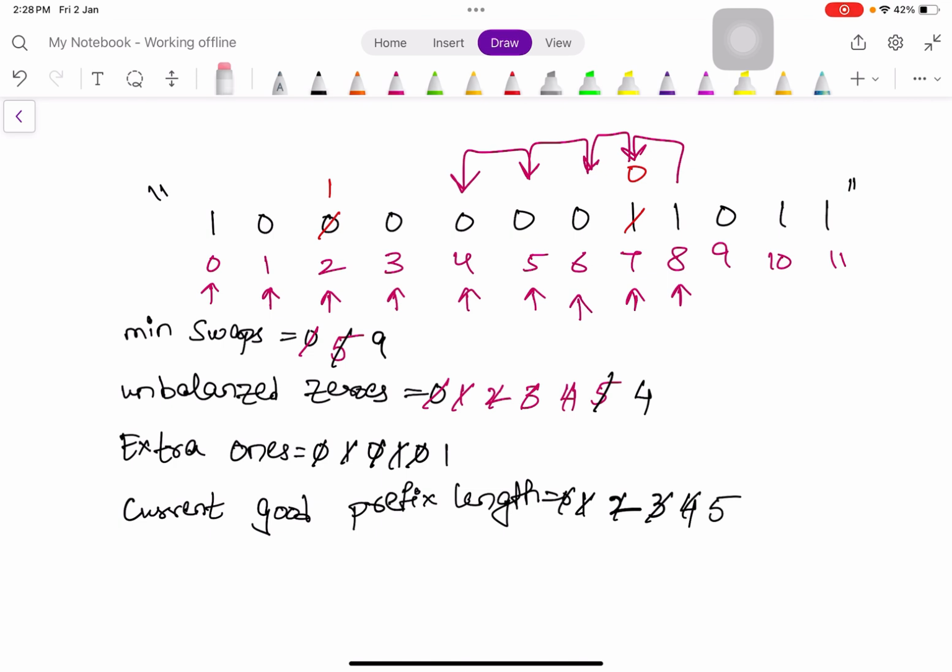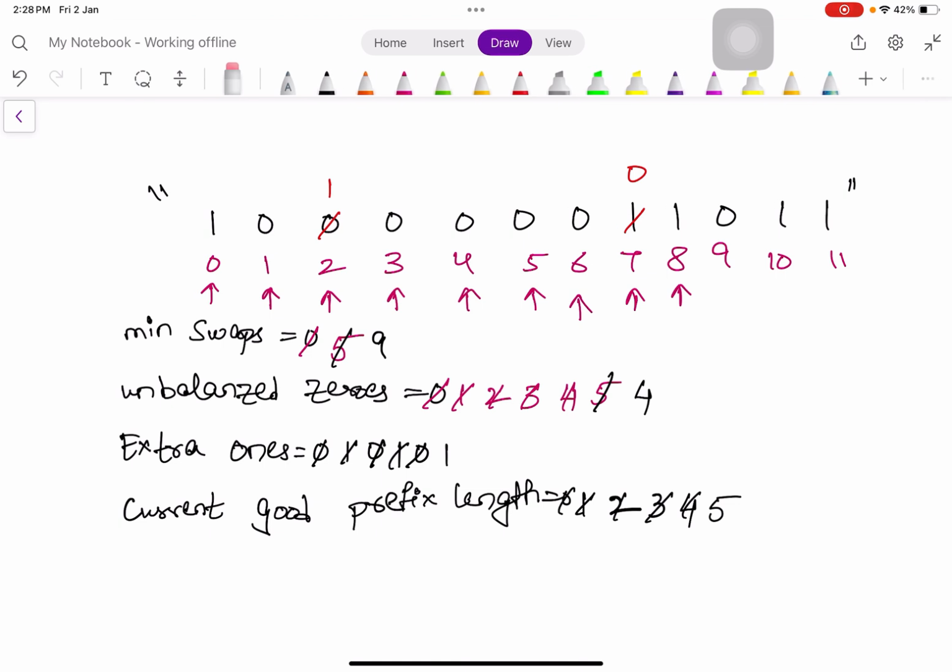Okay. After this, we check: do we have unbalanced zeros or not? Of course, we do have unbalanced zeros. So let me just make the change. We have 4 unbalanced zeros. Out of all those 4, 1 zero is getting balanced right now. So balancing that, it becomes 3. Unbalanced zeros are 3. Extra ones will get nullified, it becomes 0. And because an unbalanced 0 is balanced right now, the current good prefix length will become 6.